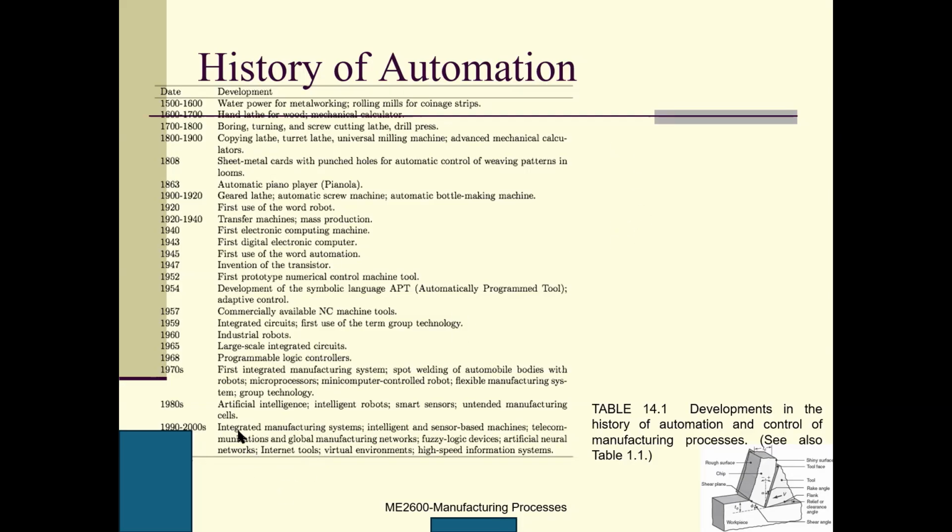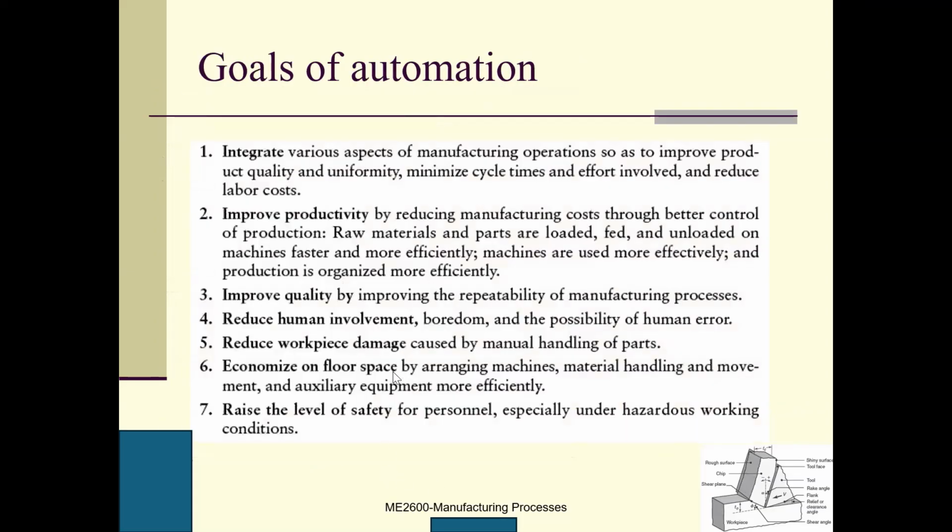Now we have industrial robots and we have artificial intelligence now. So goals of automation. Why? We know this automation is good. What are the goals for automation? First one is to integrate various aspects of manufacturing operations so as to improve the product quality and uniformity. When we do it manually, we are human beings, right? So sometimes the repeatability of our work is bad. You guys agree? No? Maybe you are very consistent.